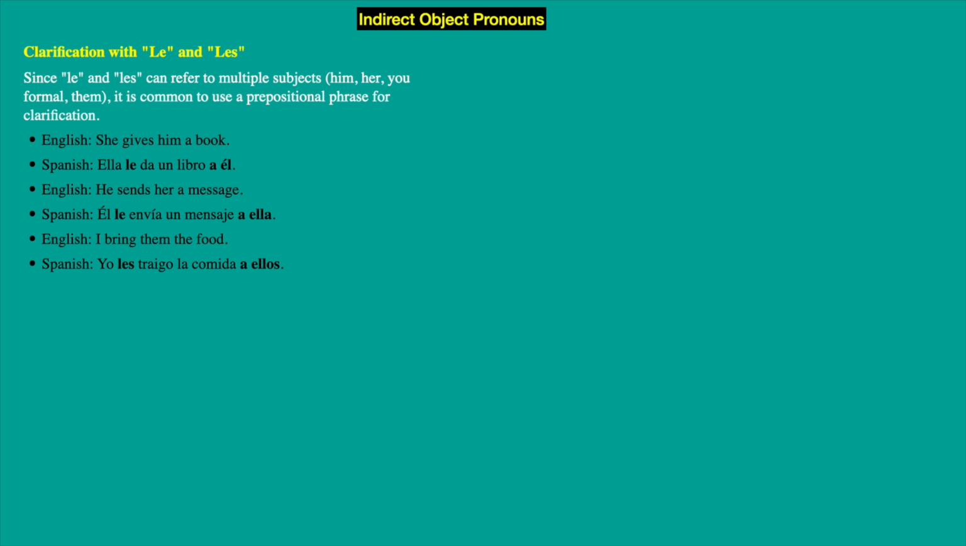So in English, we would be a little bit confused because you would say, he sent her a message to her. That would be repeating to her and her again. But in Spanish, no. In Spanish, you say, él le envía un mensaje a ella, a nosotros, a ustedes, a él, a mí. I bring them the food. Yo les traigo la comida a ellos.